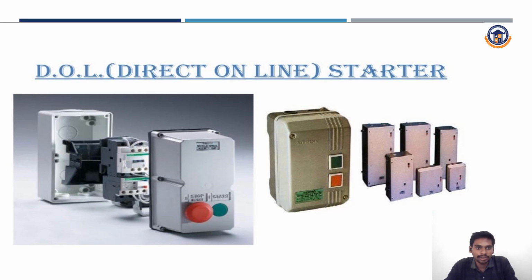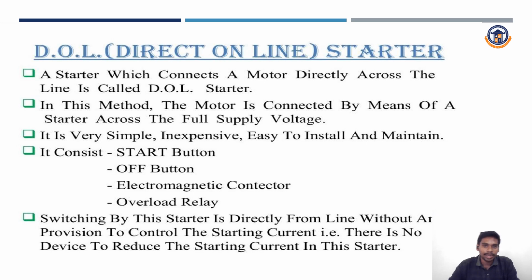The next starter is the DOL starter, that means direct online starter. It is the one and only starter used for both AC supply as well as DC supply. A starter which connects a motor directly across the line is called a DOL starter. In this method, the motor is connected by means of a starter across the full supply voltage. It is very simple, inexpensive, easy to install and maintain. It consists of a start button, off button, electromagnetic contactor, and overload relay. The motor is switched by the starter directly from the line without provisions to control the starting current. There is no device to reduce starting current in this starter.